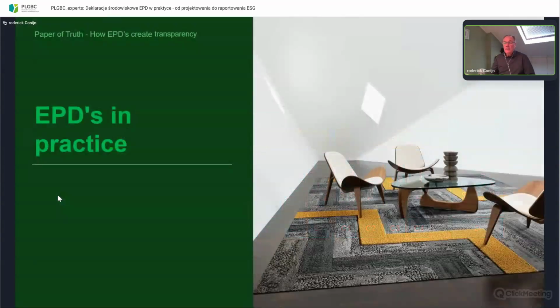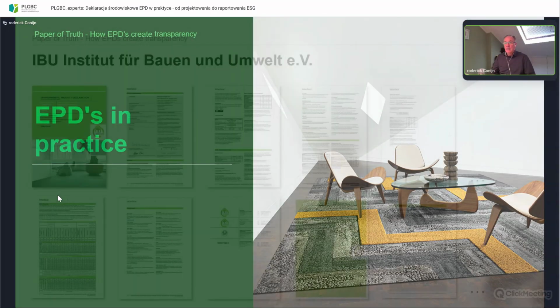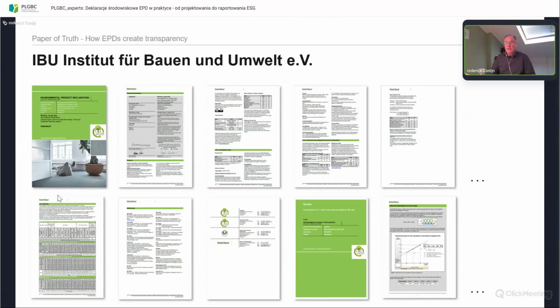So EPDs in practice. You're starting to design an interior and you want to use EPDs for comparison of different products. And you will ask the supplier for the EPD, and this is what you will get.